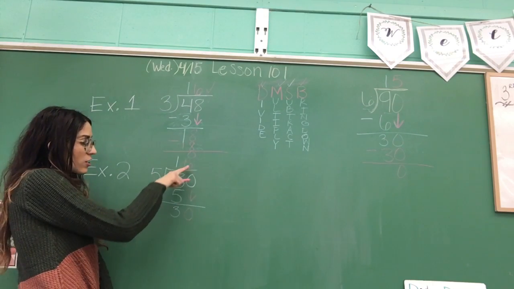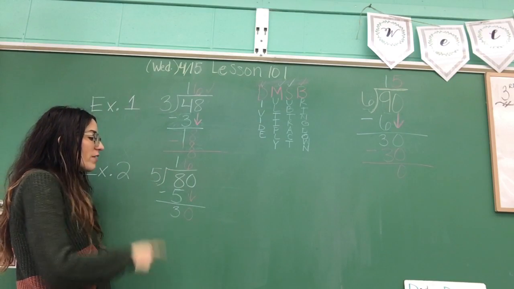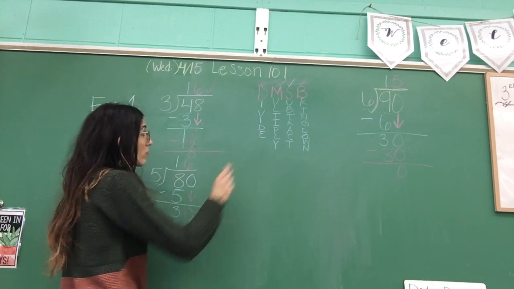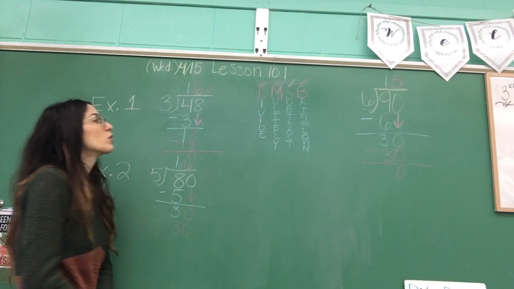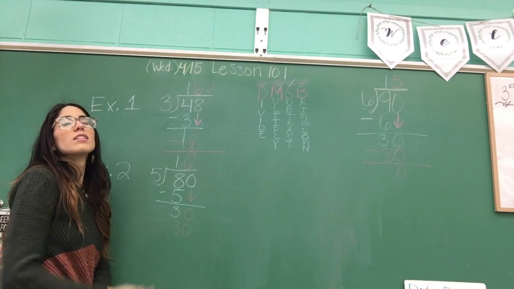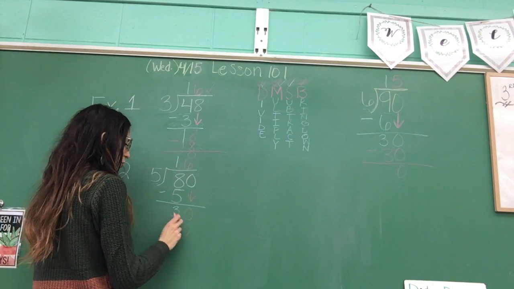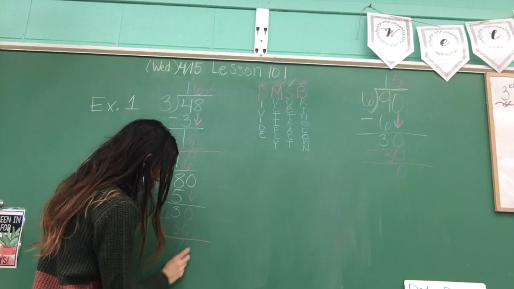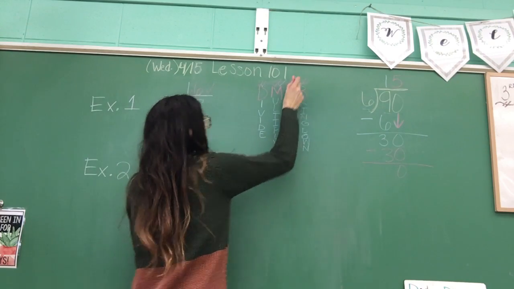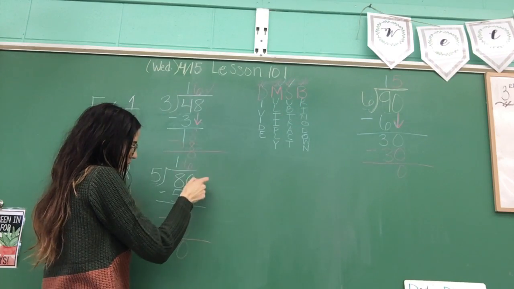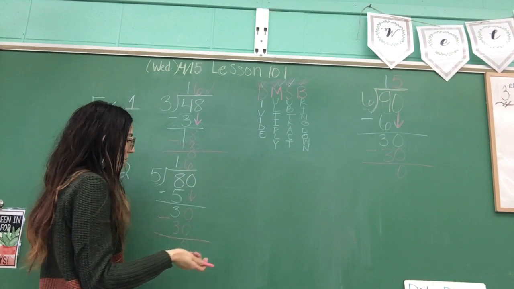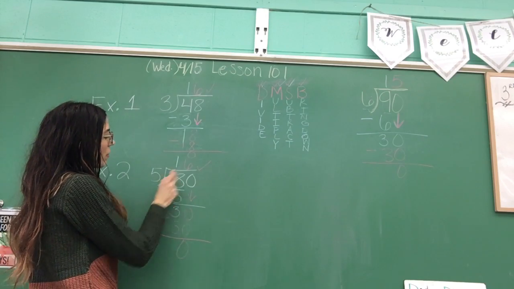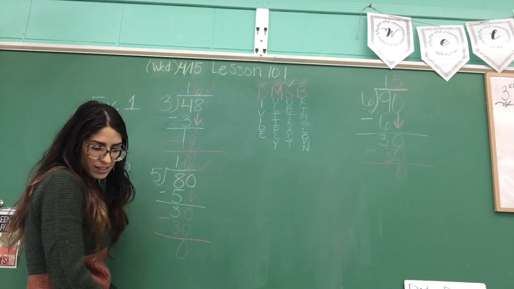Very good. Our answer times 5. So our answer, 6 times 5 is 30. Good. So of course we put 30 down here. We just multiplied. So after we multiply, we subtract. Very good. So 30 minus 30 is 0. Good job. We just subtracted. Is there anything else to bring down though? Nope. So we're done, right? So our answer is 16. Okay? 80 divided by 5 is 16.